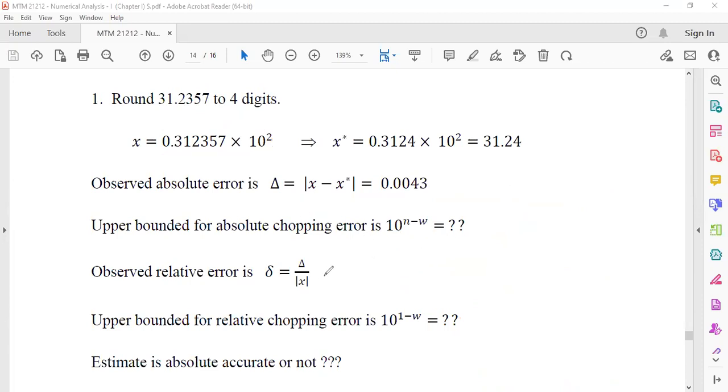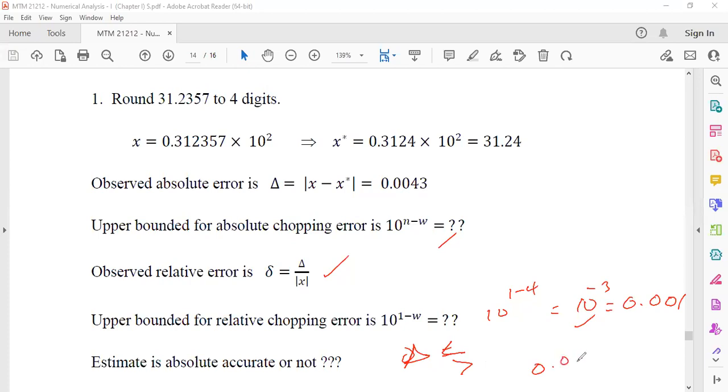Okay, so this one is okay. This one, what is the answer? 10 to the power 1 minus 4, isn't it? 10 to the power minus 3. So 0.001. Am I right? Therefore, what do you think? Delta is less than or greater than? What is the answer?